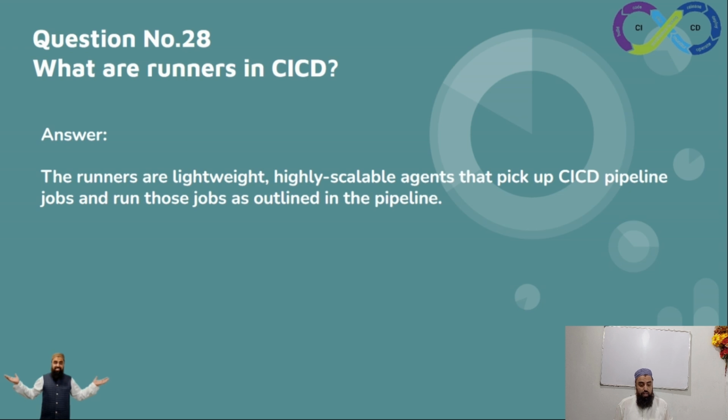Question number 28: what are runners in CI/CD? Runners are lightweight, highly scalable agents that pick up CI/CD pipeline jobs and run those jobs as outlined in the pipeline. A runner can be a Docker container, or a VM, and they are used to run CI/CD pipeline jobs. We can use GitHub Actions and GitLab runners, or we can also have our own, which are known as self-hosted runners. So runners are agents that pick up CI/CD pipeline jobs.